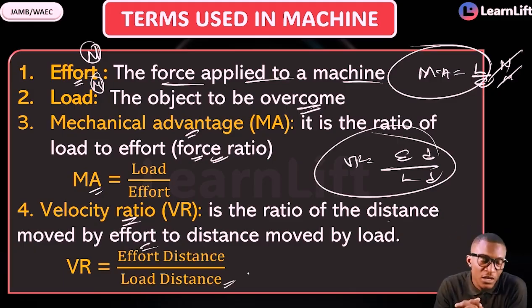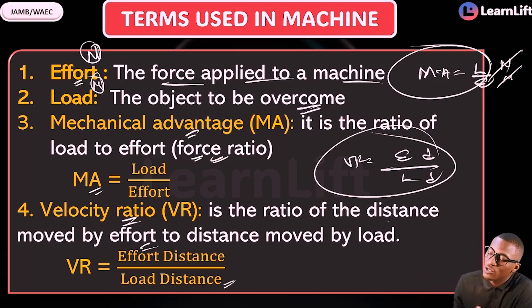Everybody, we have mentioned 4 terms. Number 1, effort, the force applied to the machine. Load, the object to be overcome. Mechanical advantage is the ratio of load to effort, and velocity ratio, effort distance to load distance. Now let's try something here.